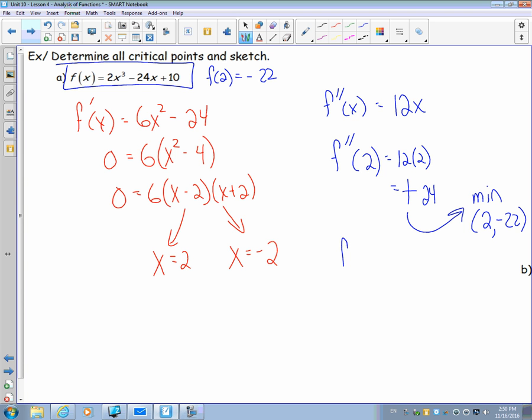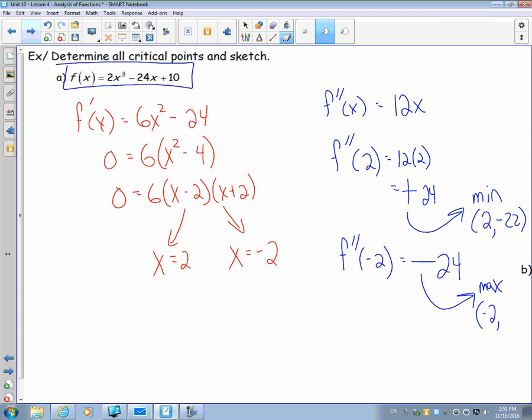If we do the same thing at the other critical point at -2, we end up with -24. What does that tell me? It tells me there's a max, because it's a negative. Where's the location of the max? -2 and, go back to the original equation. Use it for finding points. Let's see what happens at -2. If we put in for all the x's, we end up with 42.